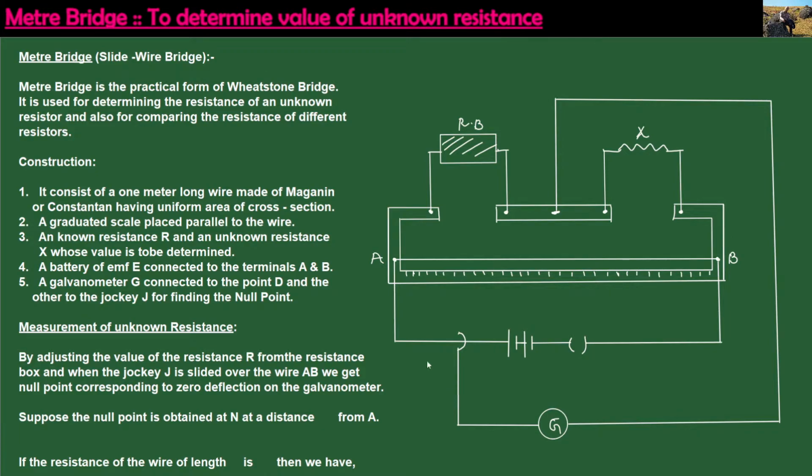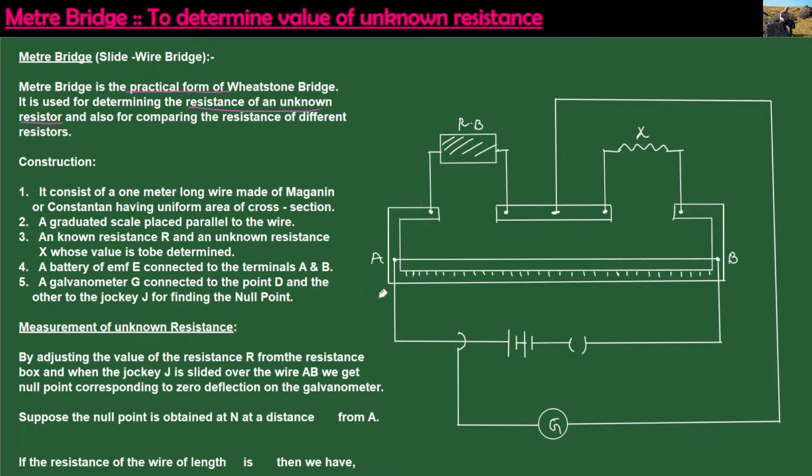Basically, it is used in the laboratory to find out the resistance of an unknown resistor. It is nothing but the practical form of the Wheatstone bridge principle. And when we talk about a meter bridge, that means we have an unknown resistance wire of 1 meter long.